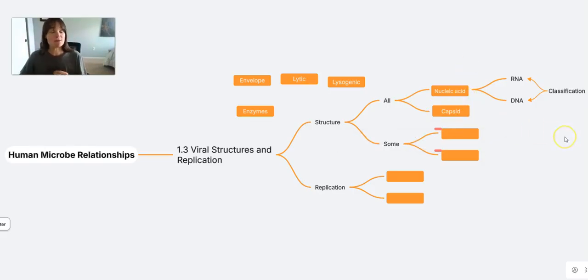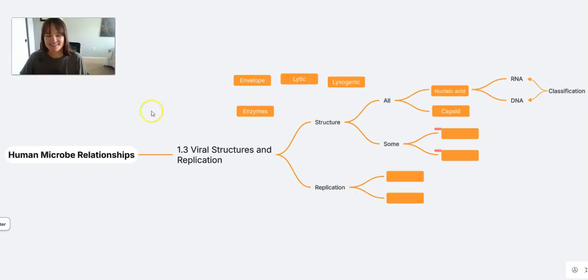Viruses have a much more simple structure than what we learned about for bacteria, and probably what you learned about for human cells or plant cells in a biology class. All right, we've covered the nucleic acid and capsid as the structure that all viruses have. All right, so there are some other structures, two others that they may have.